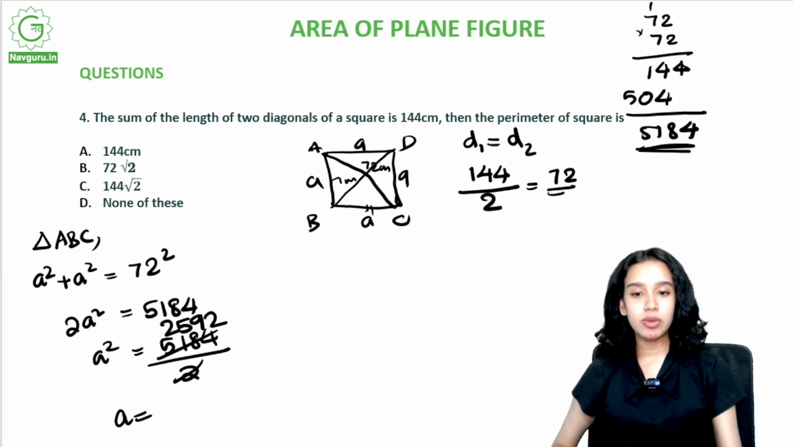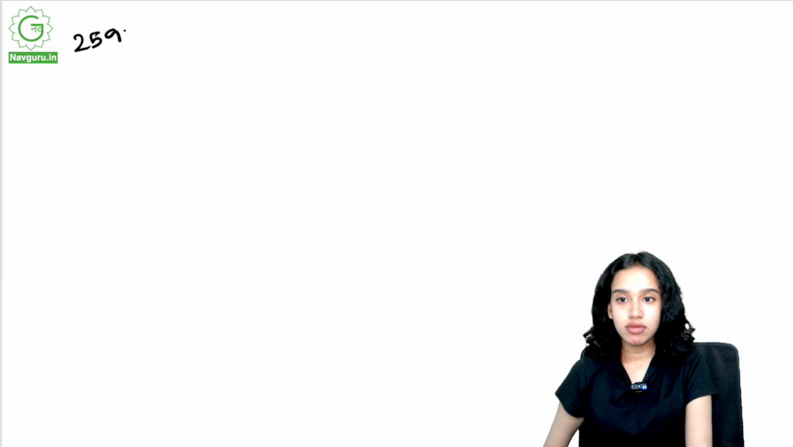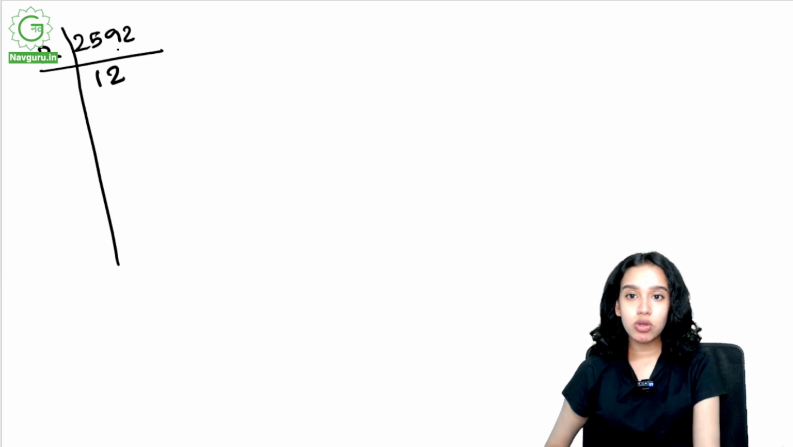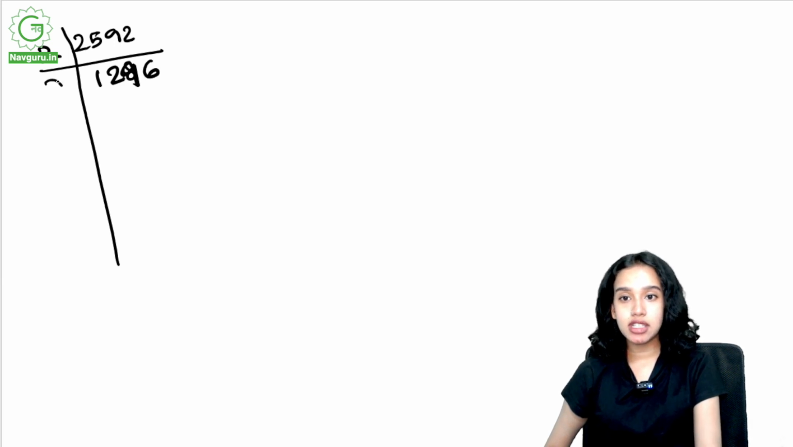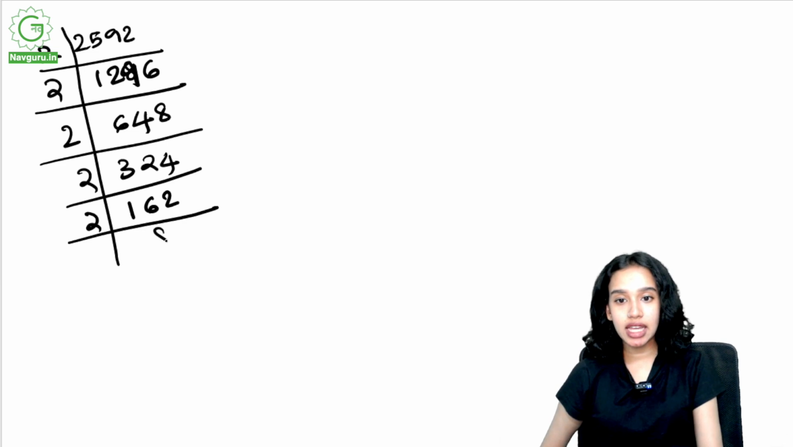So a square is equal to 2592, and we have to find a. So we'll find the root of 2592. Now it's divisible by 2, so we divide again and again by 2: 2592, 1296, 648, 324, 162, 81.